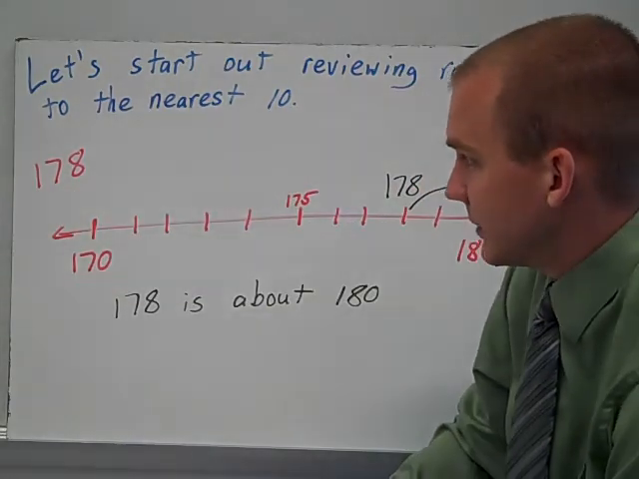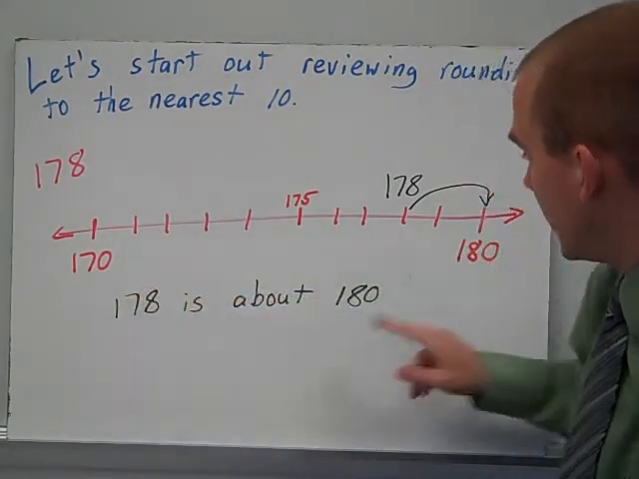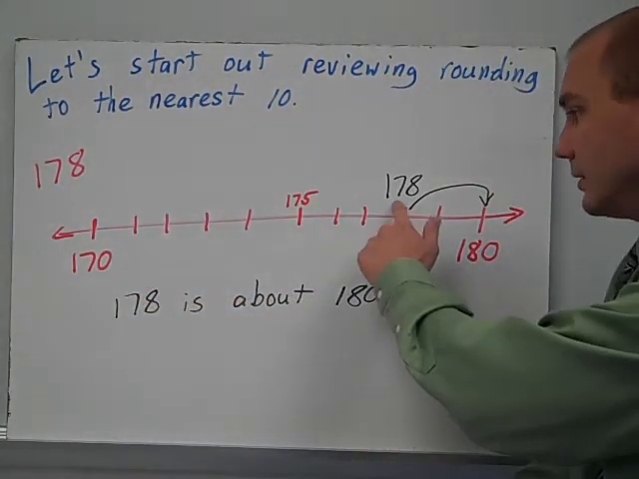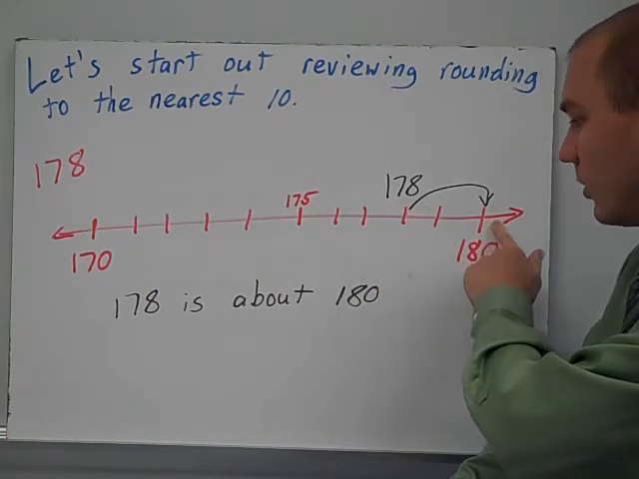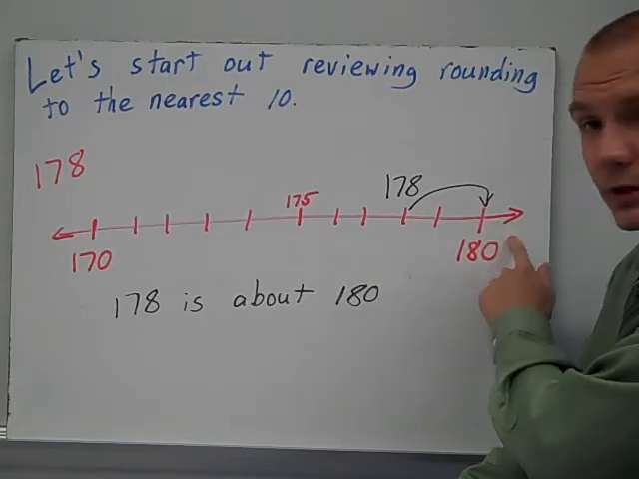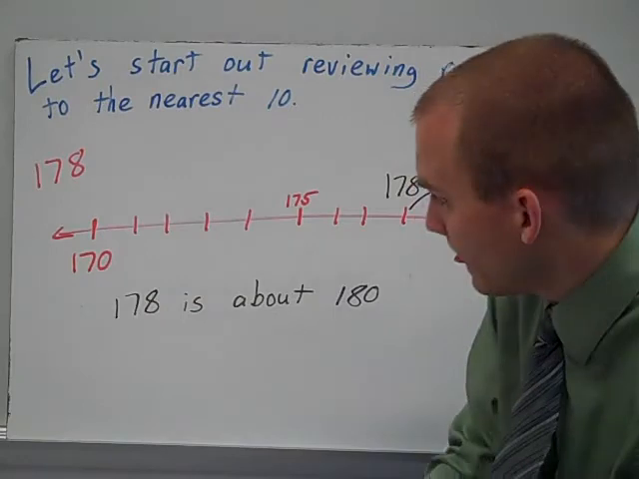178, let's round it to the nearest 10. Well, you have this number line here. We have 170 below it, 180. It's here in the middle between them. And 178 rounds up to 180 because it's closer. You can see here's 178, here's 180, and all the way over here is 170.